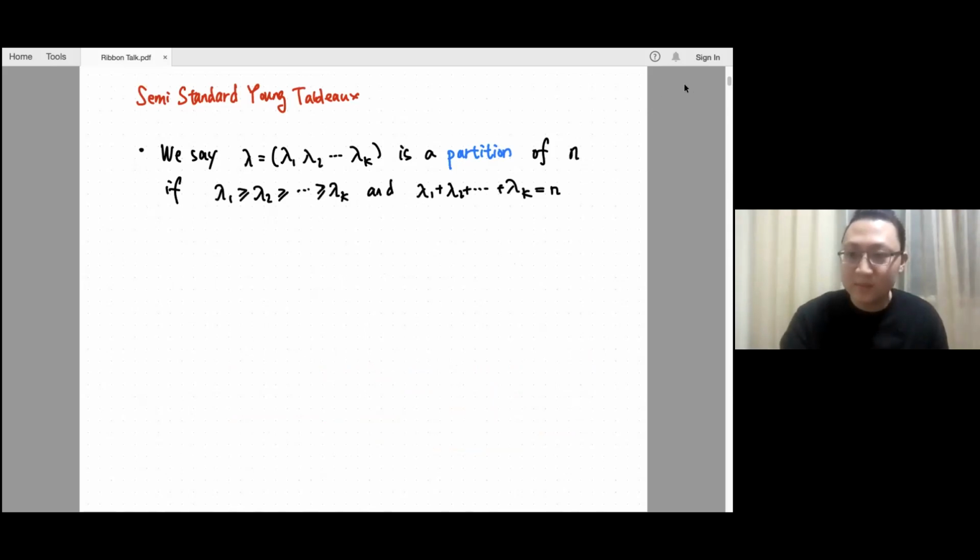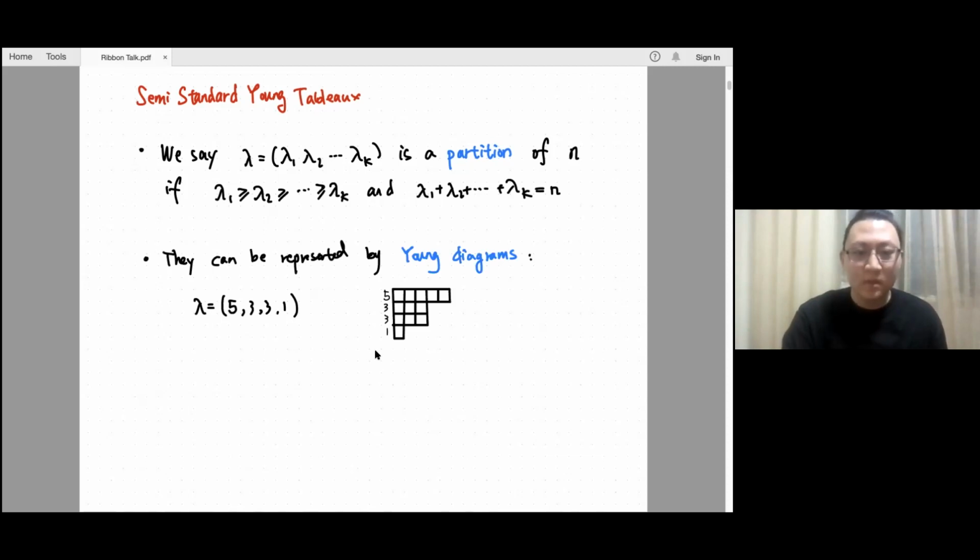We're going to say lambda, which is a sequence of integers, lambda 1, lambda 2, up to lambda k, is a partition if it's weakly increasing and sums up to a number n. So we're going to say lambda is a partition of n. Okay, so the integer partitions can be represented by Young diagrams, which are an array of boxes. So for example, here we have a partition 5, 3, 3, 1. In the first row, we have 5 boxes. In the second row, we have 3 boxes, and so on.